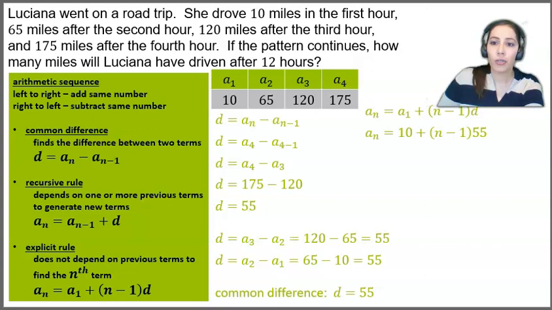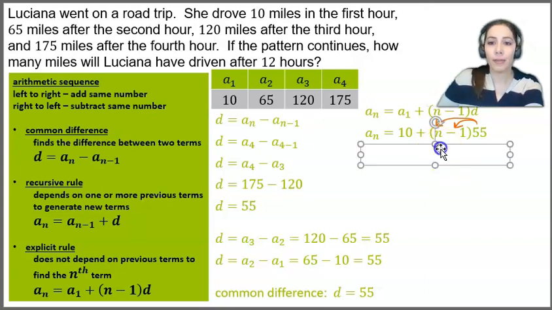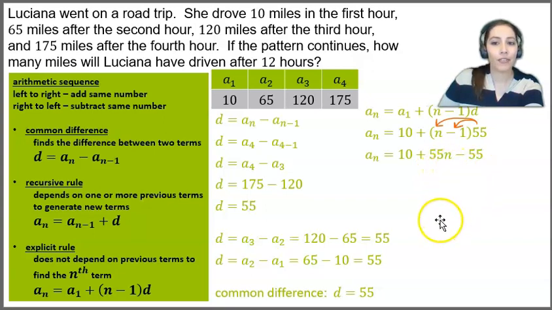So what we're going to do next is distribute this 55 to each term inside of the parentheses. So we'll have 55 times n and 55 times negative 1. That will give us 55n minus 55. From here, we would combine like terms. 10 minus 55 is negative 45. So our explicit rule is a sub n equals negative 45 plus 55n.